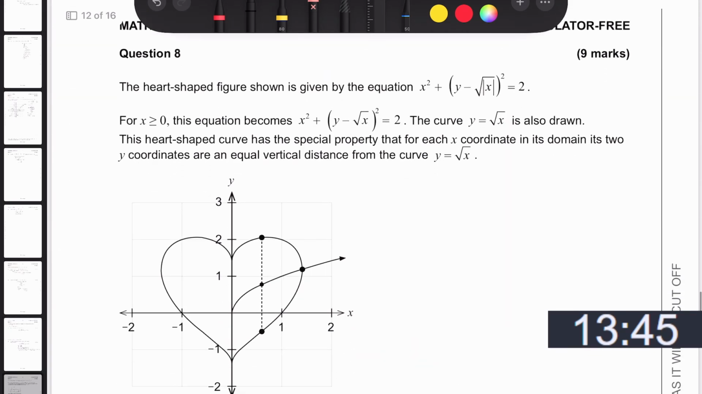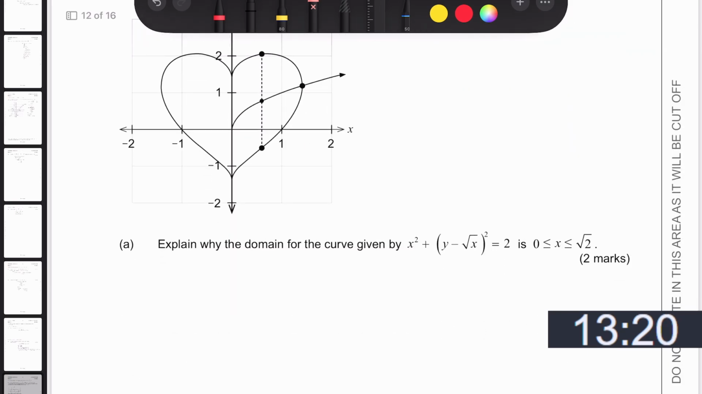Okay. The heart-shaped figure is given in the equation. For this, the equation becomes equals 2. This heart shape has a special property that for each x coordinate in this domain, its two y coordinates are an equal vertical distance from the curve. Explain why the domain given by that equals 2 is 0 less than or equal to x.